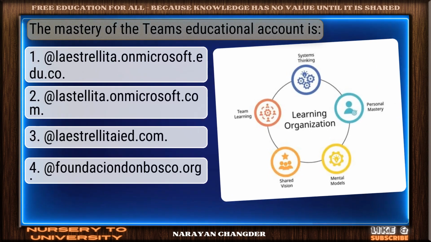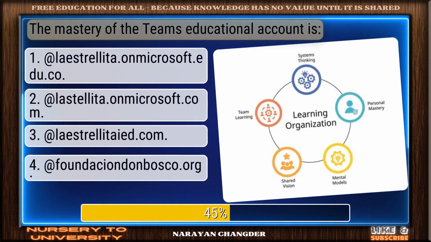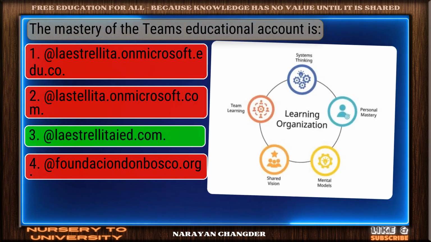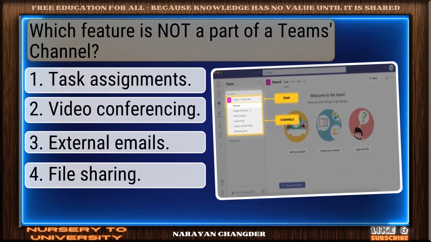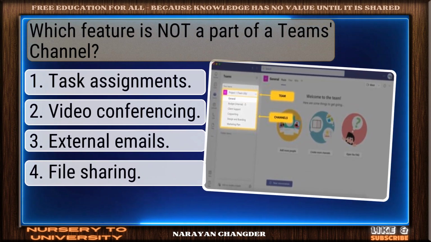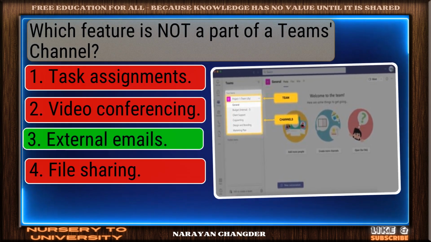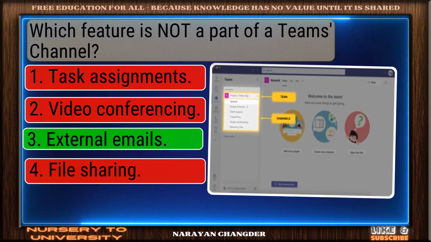Question number 15. The mastery of the Teams educational account is? Great thinking. Lay Strelitade. Calm is the right choice. Question number 16. Which feature is not a part of a Teams channel? Smart pick. External emails is the correct choice.